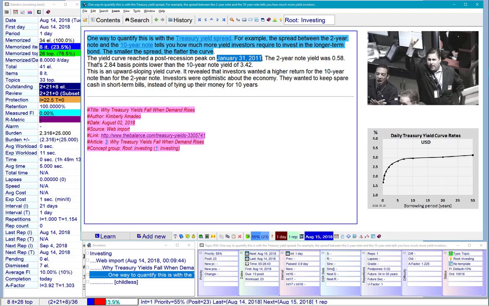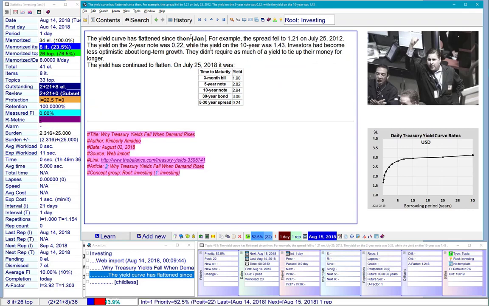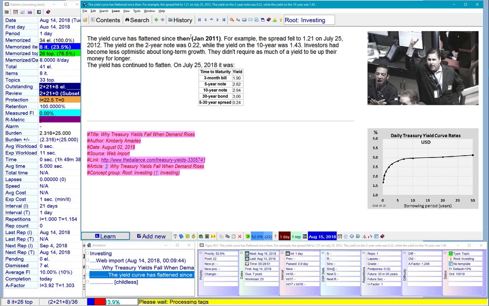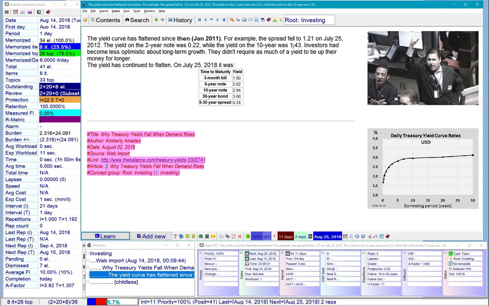The yield curve, I'm guessing "then" means January 2011. For example, the spread fell to 121, the yield on 2 was 0.22, and the yield on 10 was 1.44. So the yield curve. Didn't they call it a spread? The spread peak, not the curve. All right. This sounds like some kind of history item. It doesn't help me understand the treasury, so I'll just ignore it. In 11 days, I'll review it again.